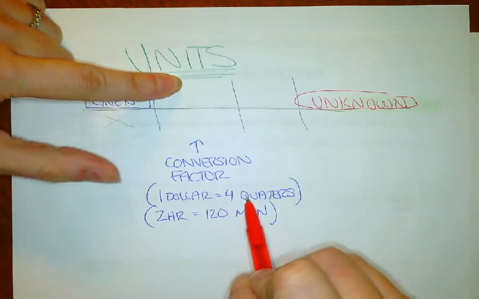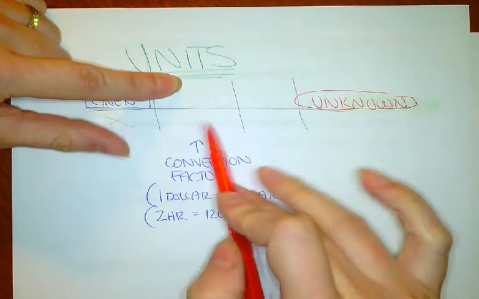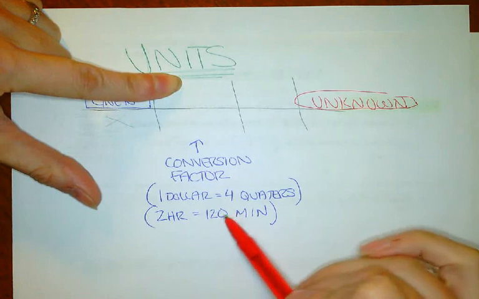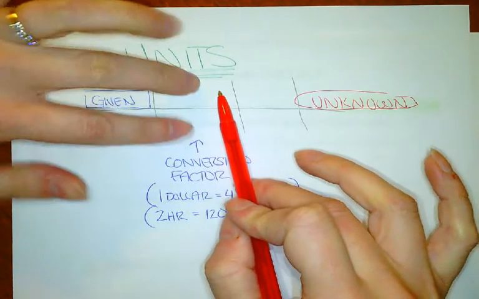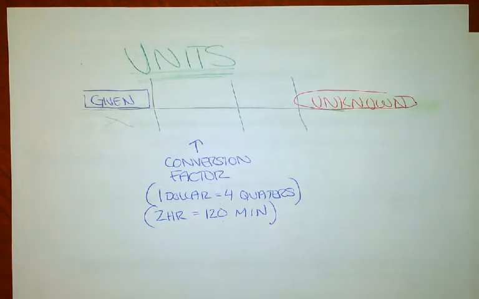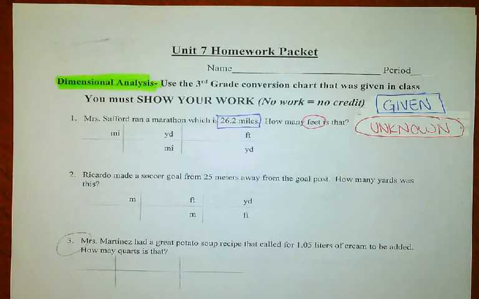So $1 equals 4 quarters. That means I could put 4 quarters on top and $1 on bottom. Or 2 hours equals 120 minutes. I could put 2 hours on bottom and 120 minutes on top, or vice versa. But they have to be equal to each other. So please make sure you are showing the work just the way your teachers showed you.